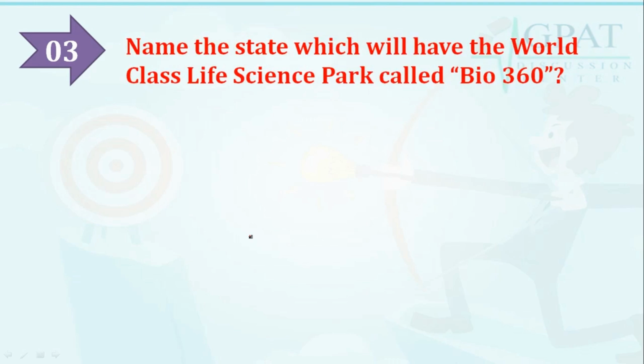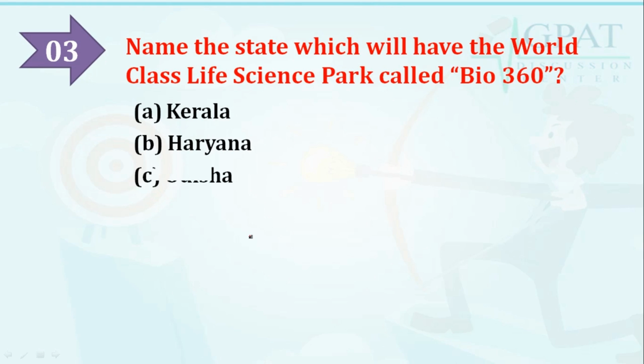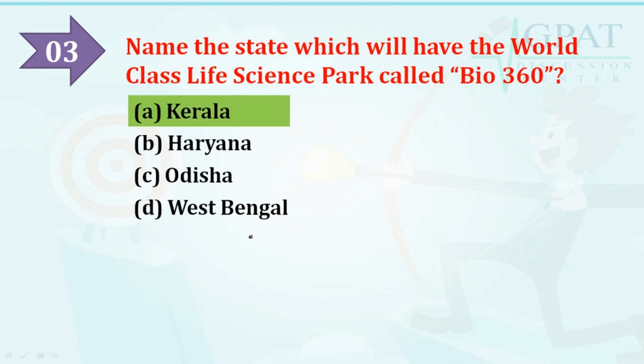Name the state which will have the world-class life science park called Bio 360, and the options are A Kerala, option B Haryana, option C Odisha, and option D West Bengal. And the right option is Kerala.